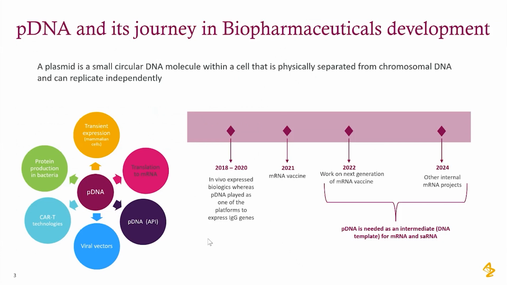Later on, especially after the COVID pandemic hit us, company strategy changed a little bit. We started focusing more on mRNA, and we started purifying our plasmid DNA that would later go through enzymatic digestion, where we would generate the linear DNA isoform and use that isoform for mRNA production through the in vitro transcription reaction.